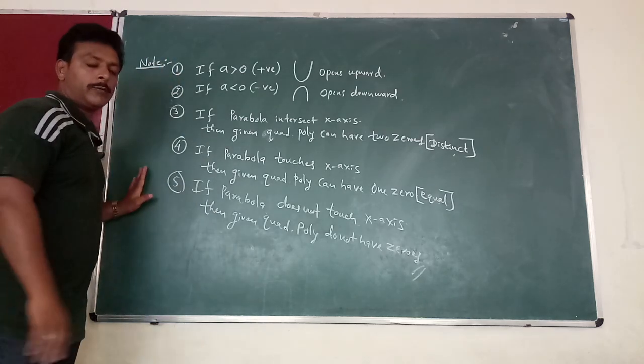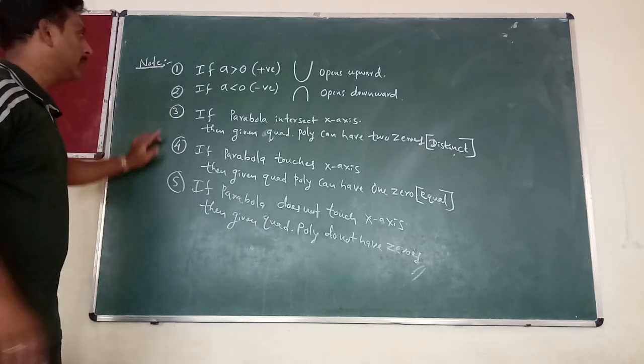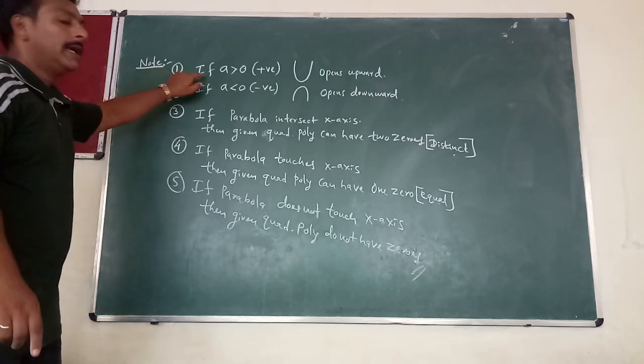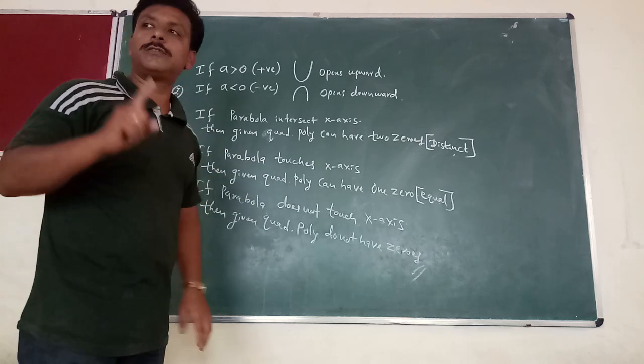I am going to read it one by one. Already we discussed about this. Once again go through this. First point to be noted. In quadratic equation, general form is what? Ax square plus bx plus c.